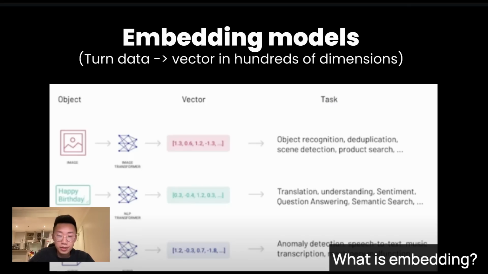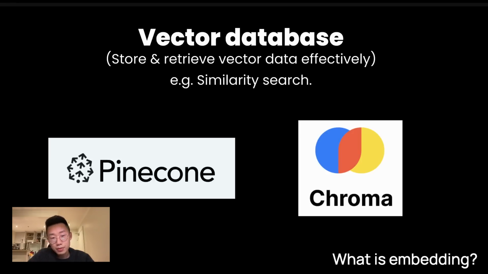The other concept is vector database. If you've been in the AI space for a while, you have probably heard about Pinecone and Chroma, and they are normally what we call vector databases.